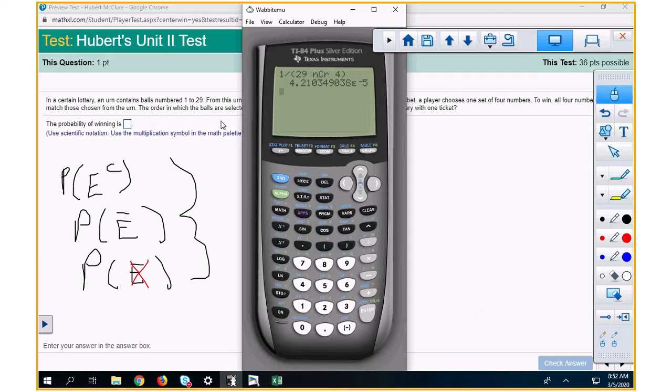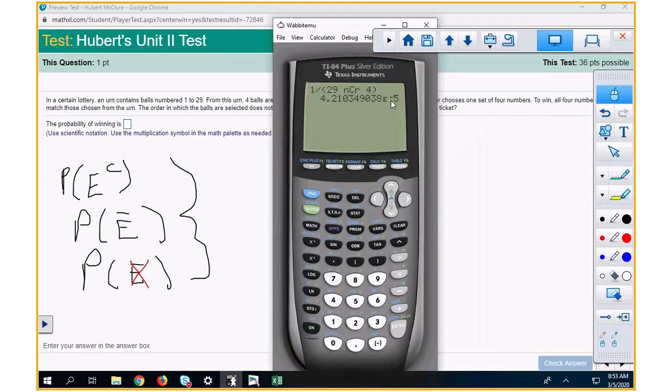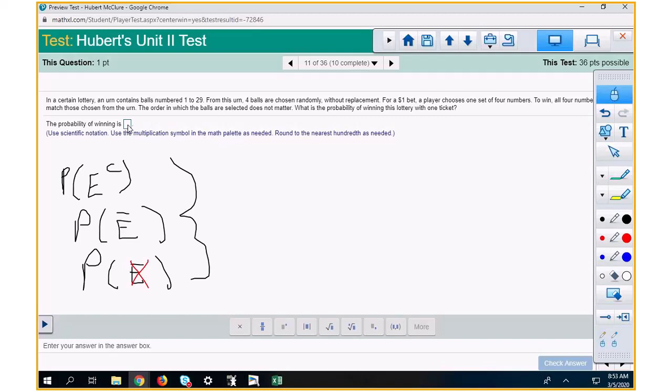And that's going to be 4.21. What does it say round to? Hundredth. 4.21 times 10 to the negative fifth. Now listen. 4.21 shift 8 times 10 to the negative fourth. Is that what it said?